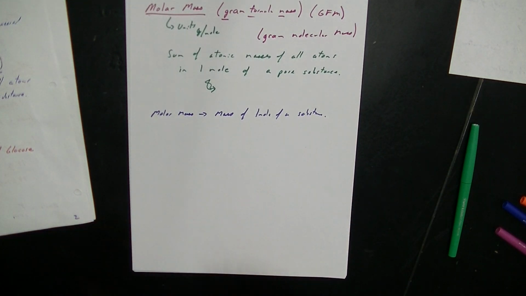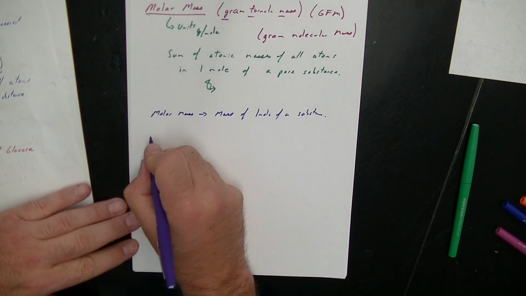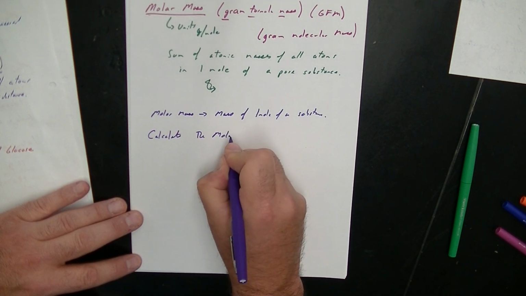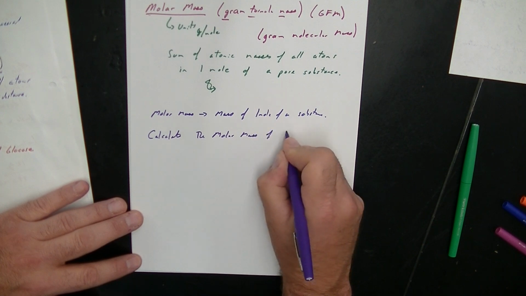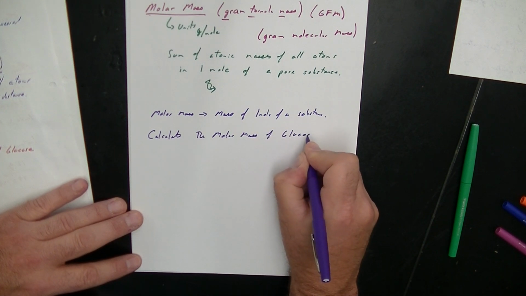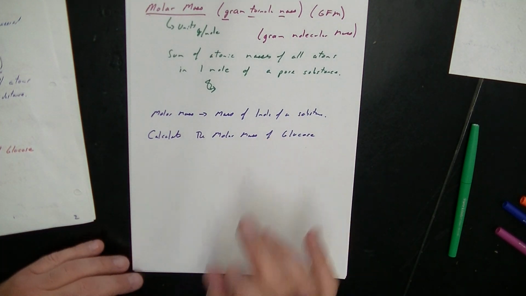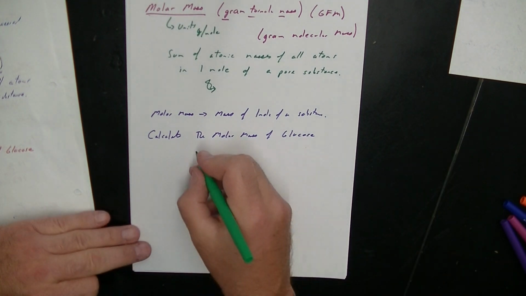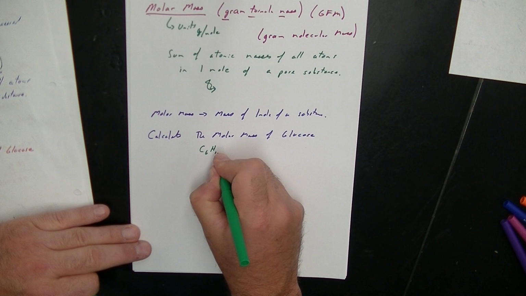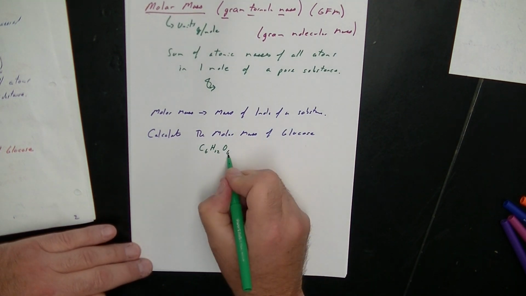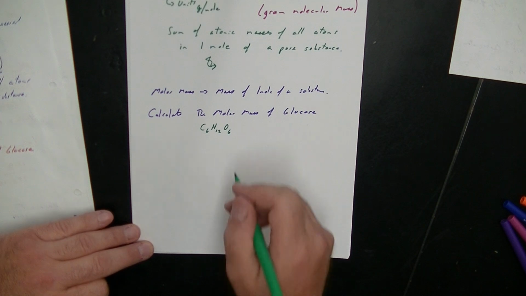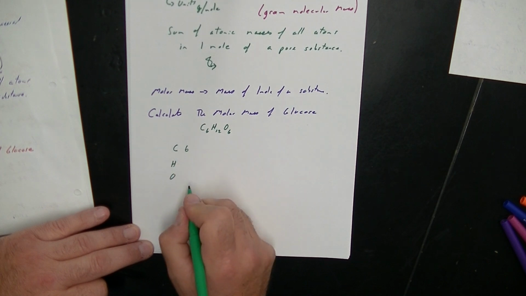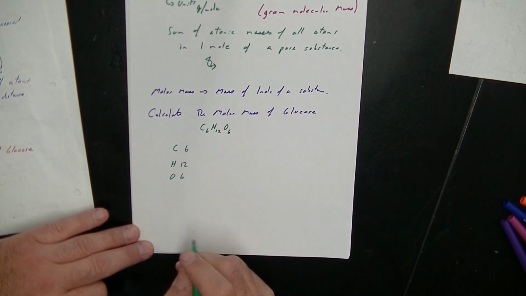So let's try it. Calculate the molar mass of glucose. This would be the mass of 1 mole of glucose. Well, we need the formula. So we have C6H12O6. Just list your elements. We have carbons, hydrogens, and oxygens: 6 carbons, 12 hydrogens, 6 oxygens.